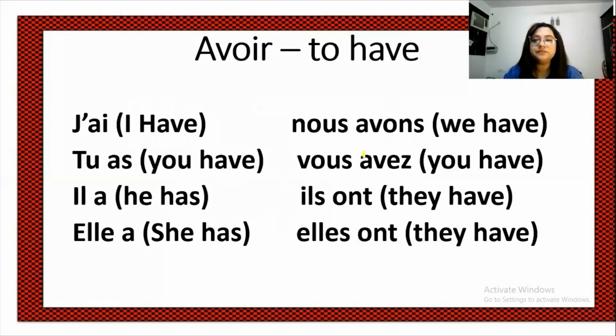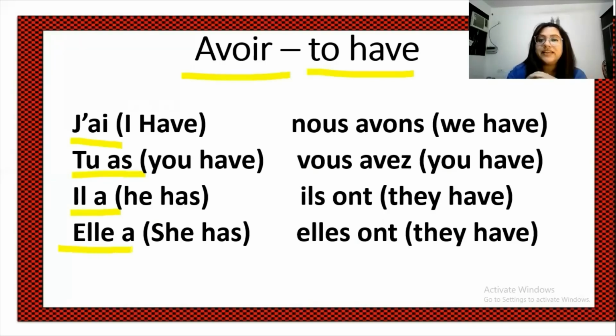Let's repeat once again. Le verbe avoir. The verb is avoir, which means to have in English. We say j'ai, which means I have. Tu as, which means you have. Il a, which means he has. Next is elle a. Elle a, which means she has.